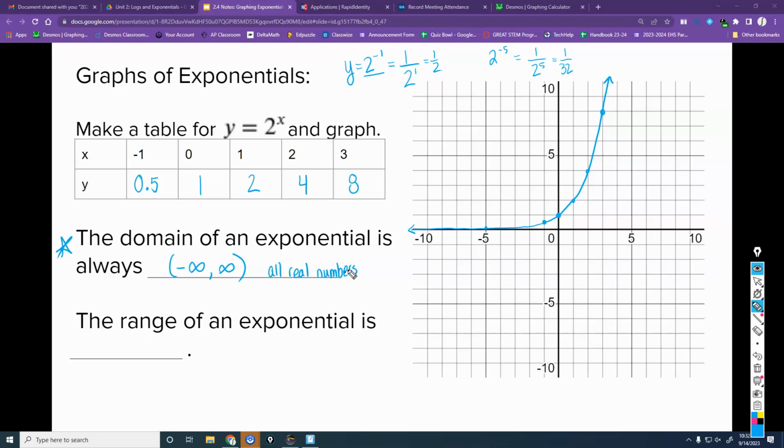The range, on the other hand, I'm not going to put exactly what it is, it's always restricted. So that means not all real numbers. So for the ones that we will look at, you're not going to see any exponential functions that have a range of all real numbers. It's always going to be something like 2 to infinity or negative infinity to 3. Okay, so you will not see any where your range is all real numbers. Okay, questions?